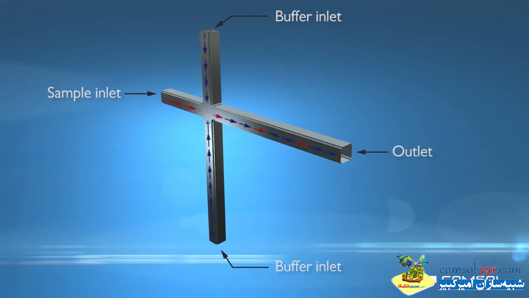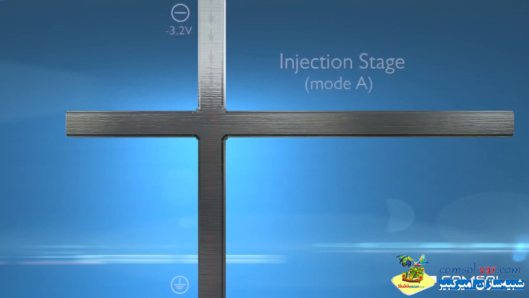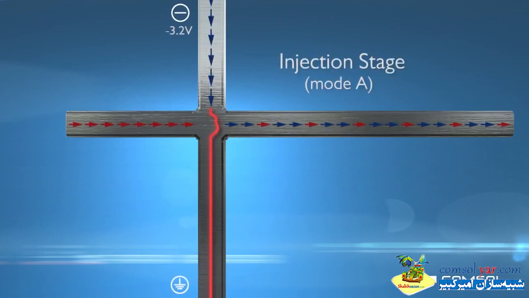Once the system reaches a steady state, the device switches into the injection stage, which will be analyzed in this video. In this stage, the pressure-driven flow is turned off, and an applied electric field drives the ionic species from the focusing zone into the vertical injection channel.